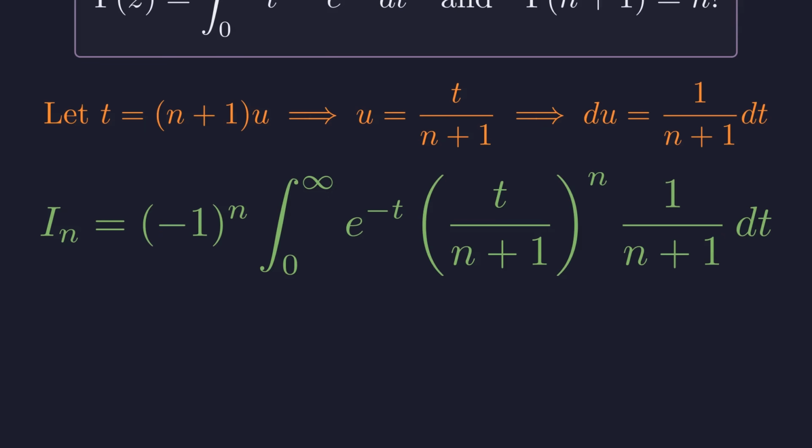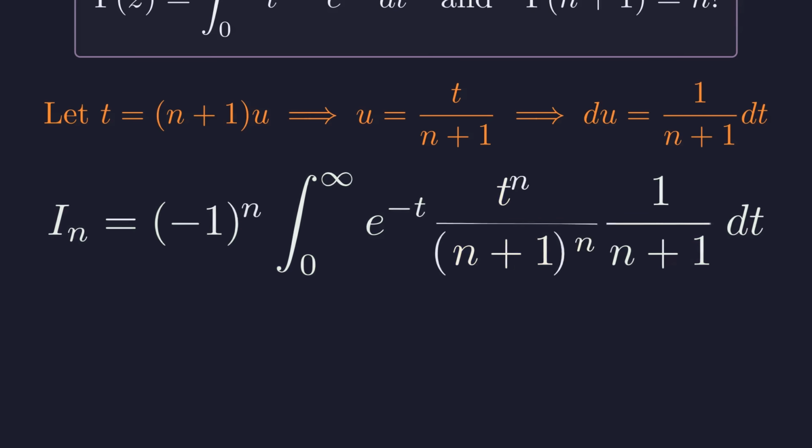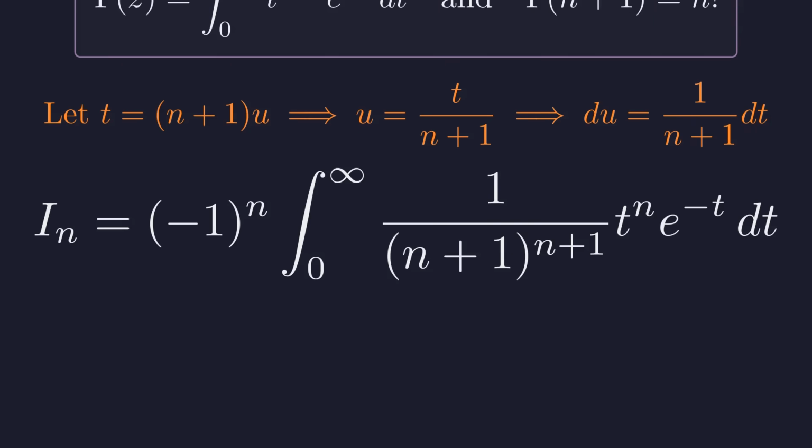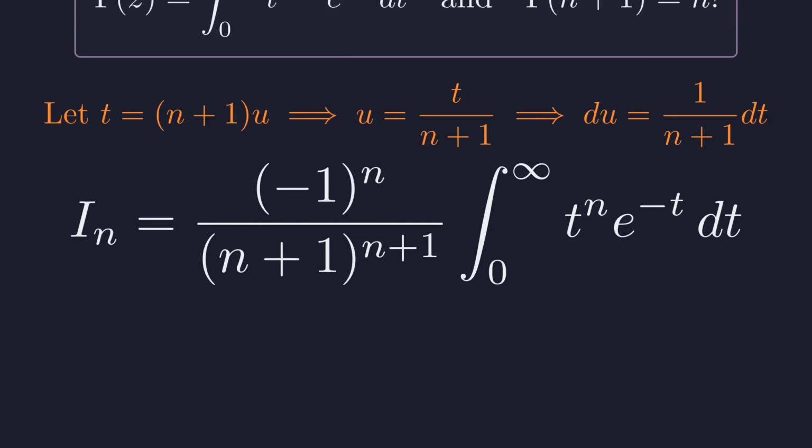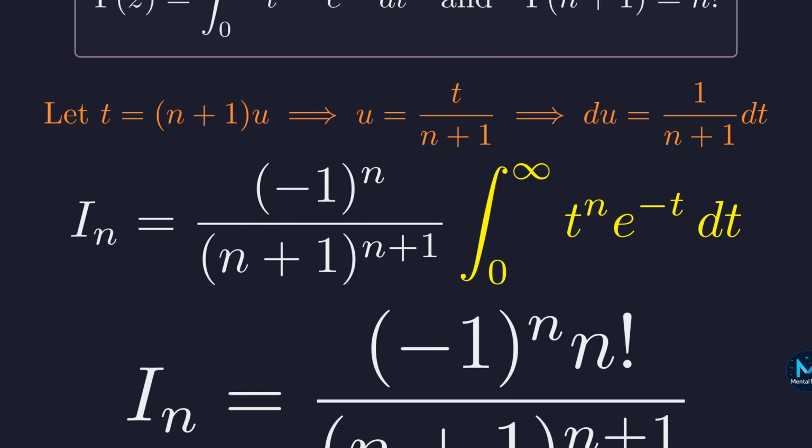Substituting u and du gives us this new expression. Let's simplify by distributing the exponent and gathering the constant terms. The denominator becomes n plus 1 to the power of n. Combining the denominators gives n plus 1 to the power of n plus 1. Now we pull the entire constant term outside the integral. This integral is exactly gamma of n plus 1, which is simply n factorial. And there we have it, the solution for our inner integral.